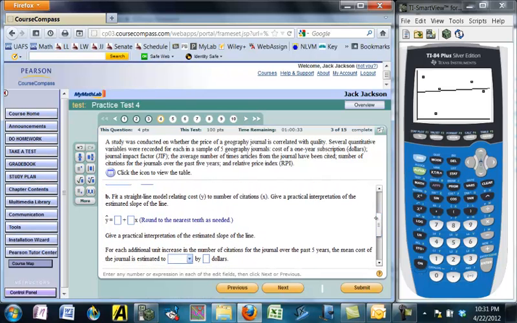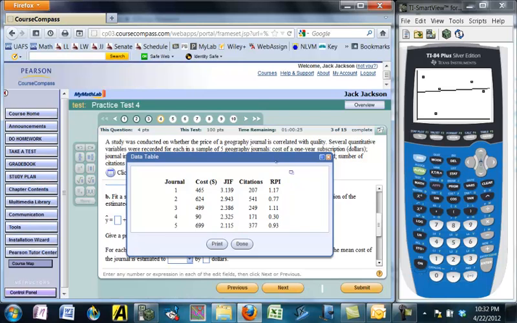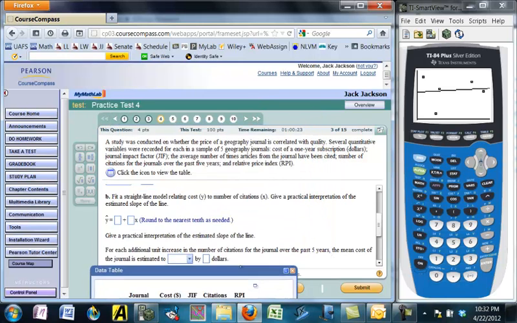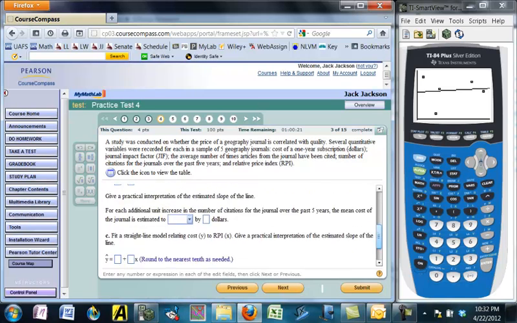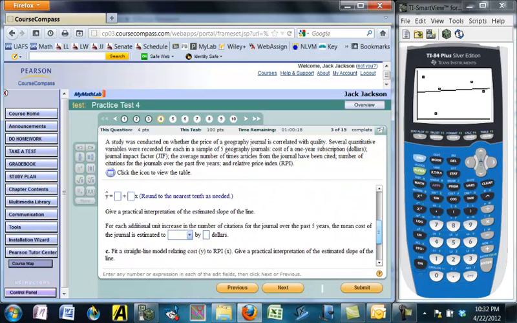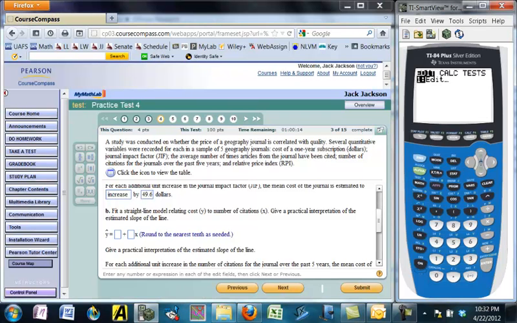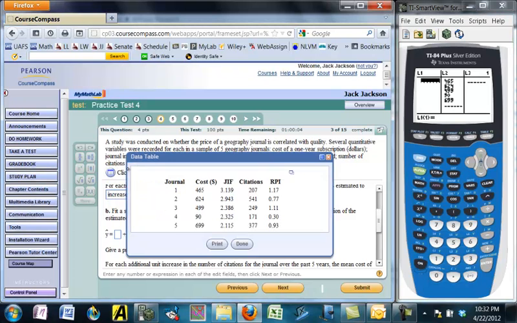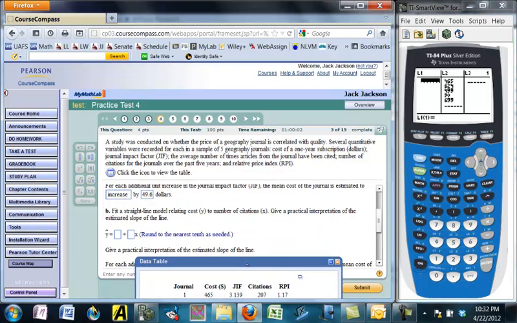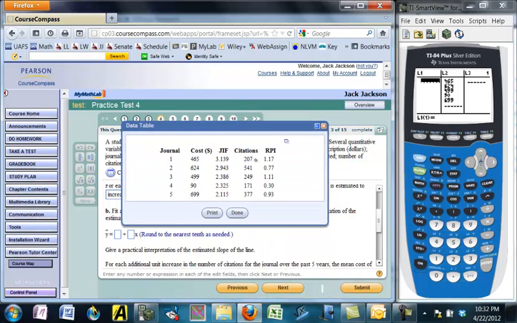Okay, let's try this next one. Cost to number of citations. Cost is y this time. Okay, hang on a minute. I'm just going to look ahead here. Okay, and each one of these costs is y, so we're just going to be changing what the x's are. So I'm going to go back to here, go Stat, Edit, and the Y's are going to be left alone. I'm going to change what's in the X list. So this time I'm doing number of citations.